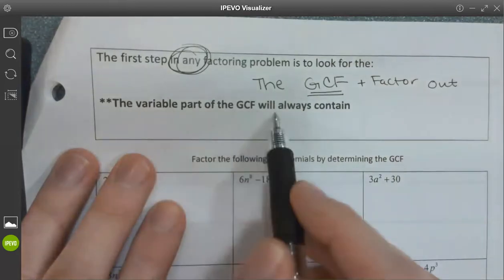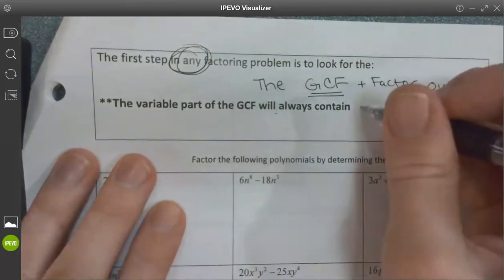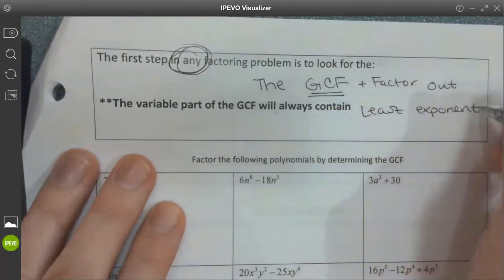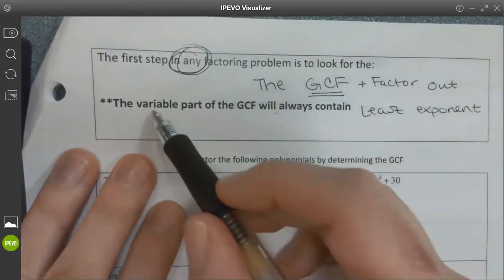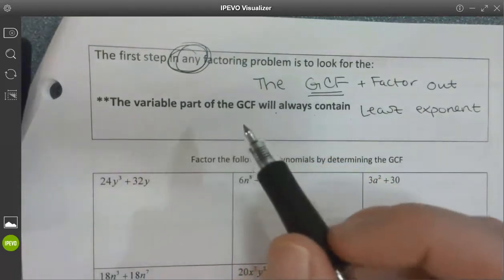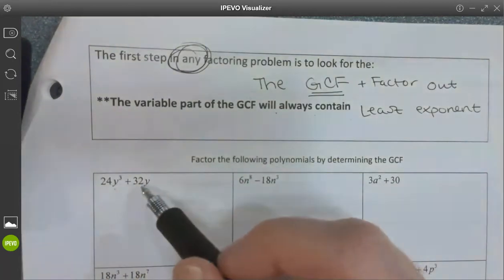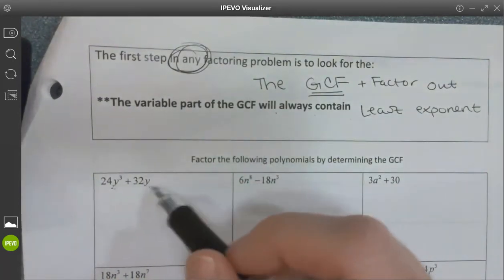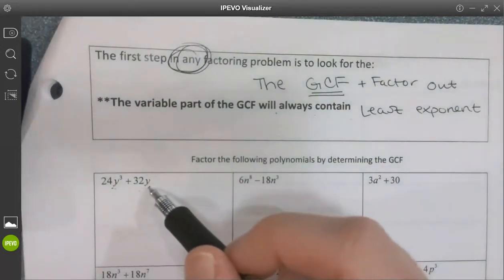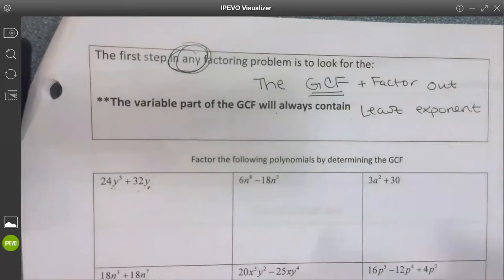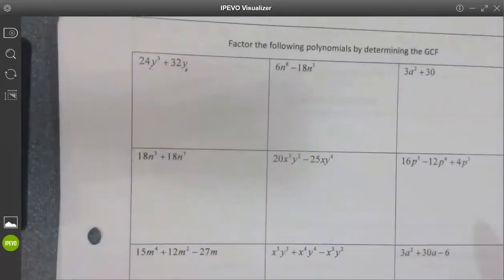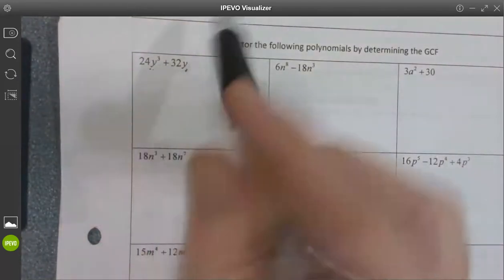Now, the variable part of the GCF will always contain the least exponent, meaning if there's a term with no exponent or no variable at all, then I'm not going to be taking out a variable term. If I have an x cubed, for example, or y cubed and a y, then I can only take a y out of all of my terms because it has to be divisible by this term here with the smallest exponent value. So let me do a few of these with you and then I'll let you try a few on your own. So we were talking about this one.